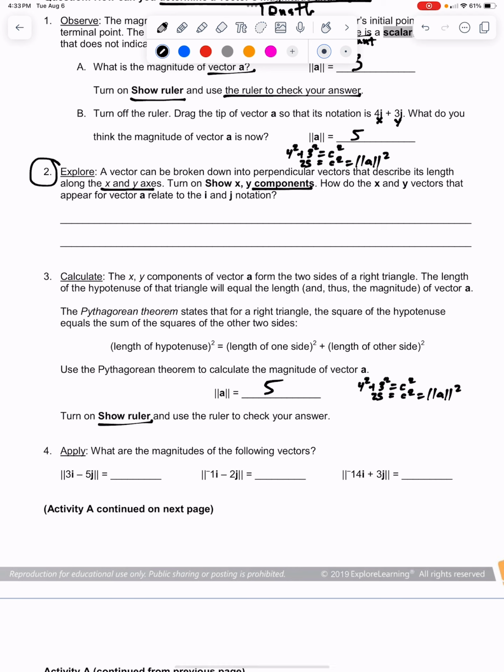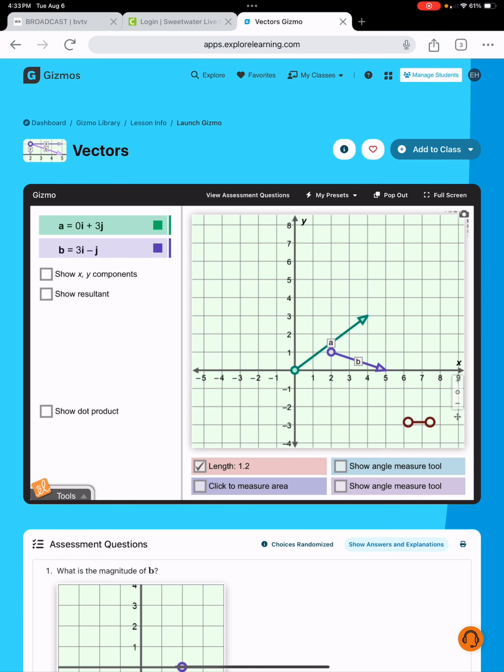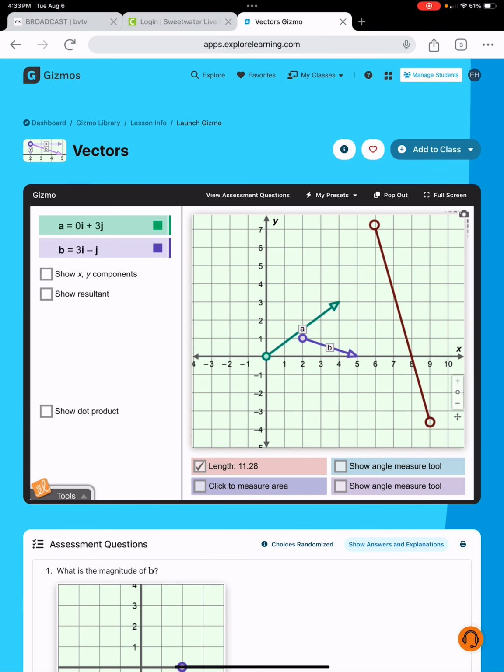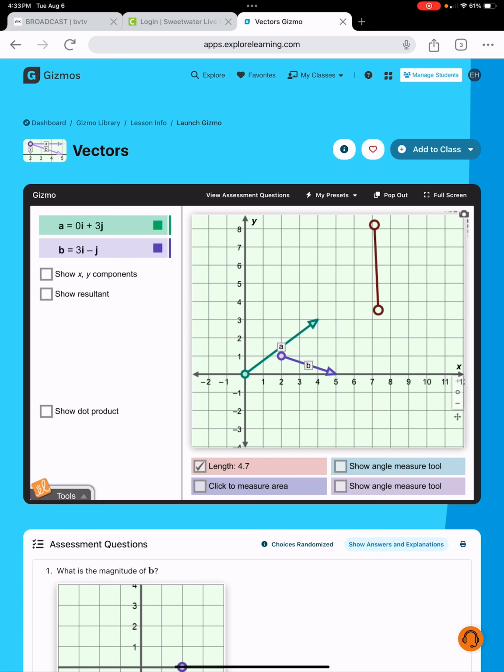It says turn on show ruler and check your answer. Well, I tried that. I'm not having much success getting the ruler to move there. Hopefully you're having better success than I am. But in any event, you're supposed to drag the ruler onto A and measure the length of it. Hopefully you have better luck than I do.